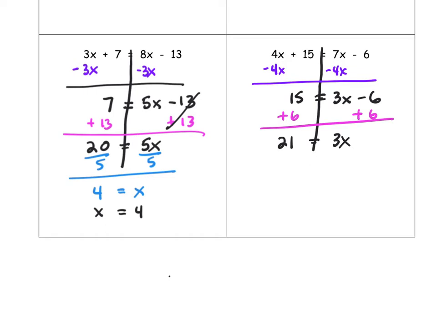You should have eliminated the constant of minus 6 by adding 6 on both sides, and you should have 21 equals 3x. Please finish the equation and state the answer. The answer should be 7 equals x, or x equals 7. Let's turn to the next page.